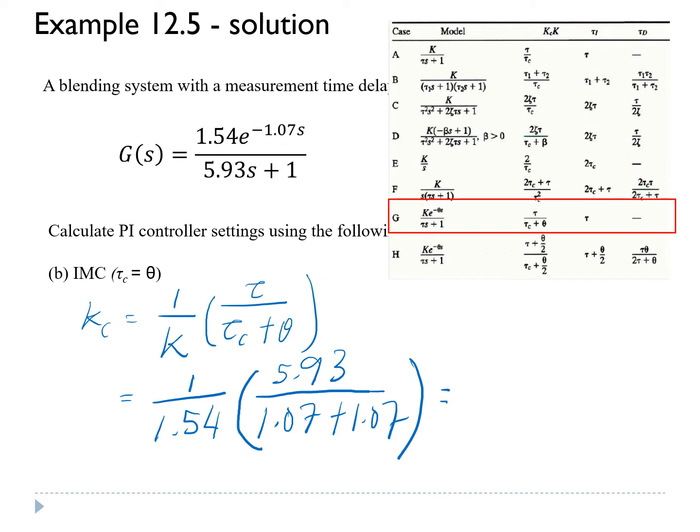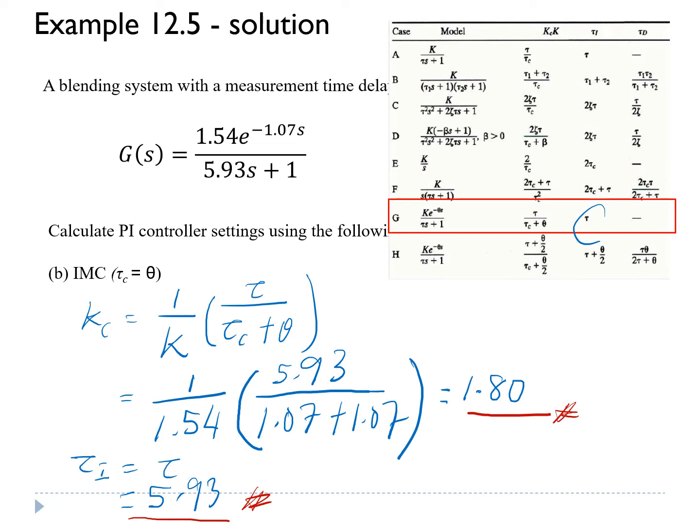which gives you the value of 1.8 or 1.79, and tau I is equal to tau, which is equal to 5.93. So you have your PI controller setting of KC and tau I value of 1.8 and 5.93 respectively.